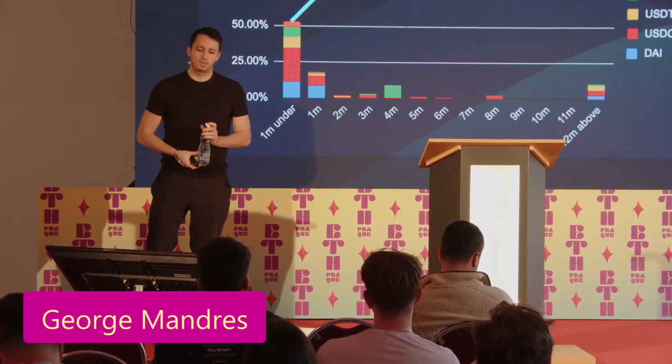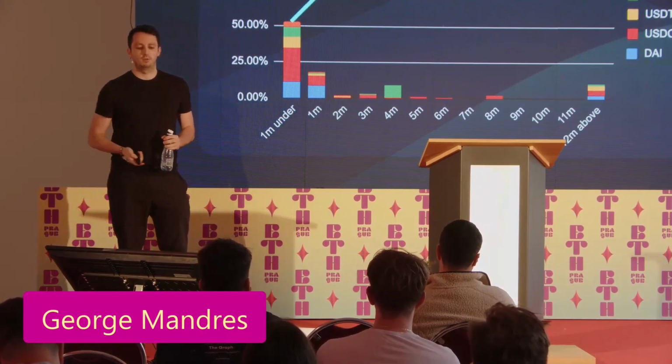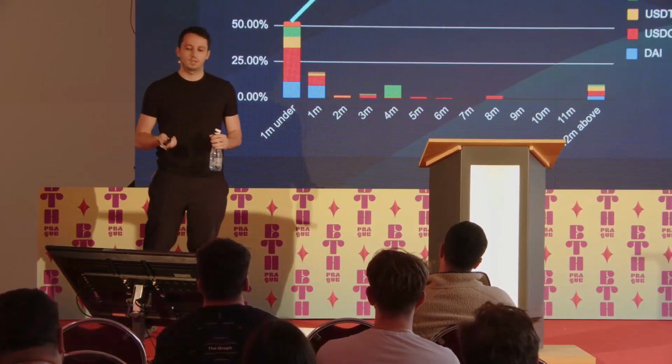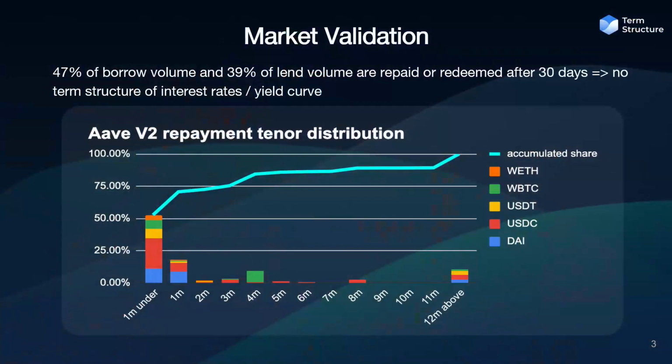Where is the market right now? Well, almost 50% of borrowed and lent volume is being repaid or redeemed after less than 30 days. So there's not much activity happening beyond that. There's nothing happening at 1 month, 2 months, etc. There's no such thing as an interest rate curve, as a yield curve. So what is an interest rate curve? What is a yield curve? I'll go into that in just a minute.